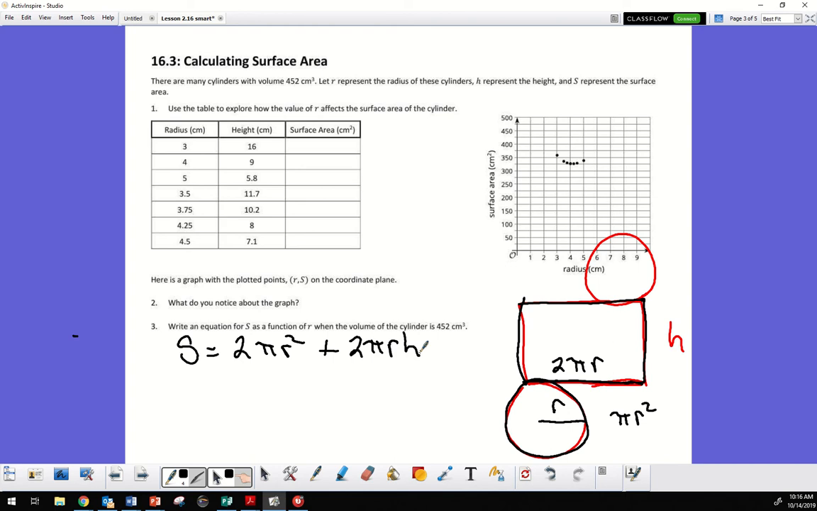Okay, so now we're going to actually try to do some of the math to go along with this. We have the r and we have the h, and we're going to find the surface area. So S equals 2 pi, my radius for this first one is 3, squared, plus 2 pi 3 times my h, which in this case is 16. So I plug that into my calculator.